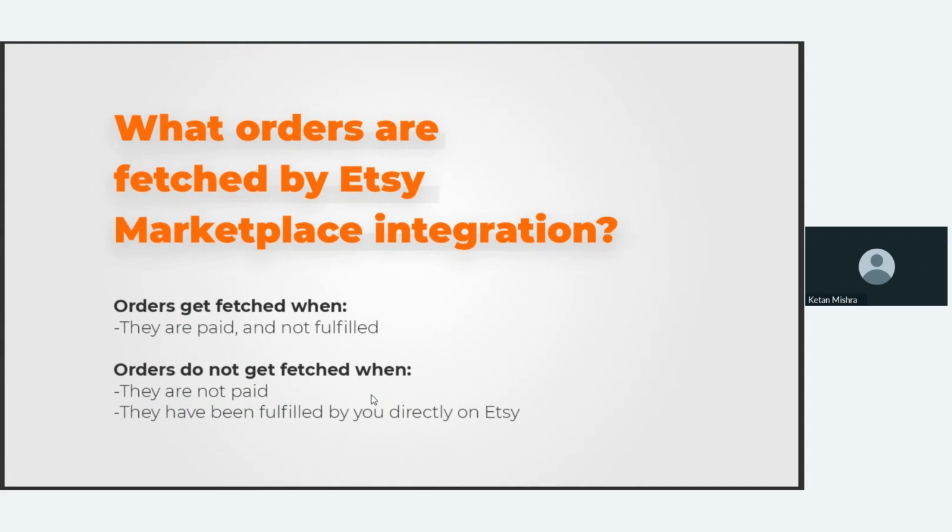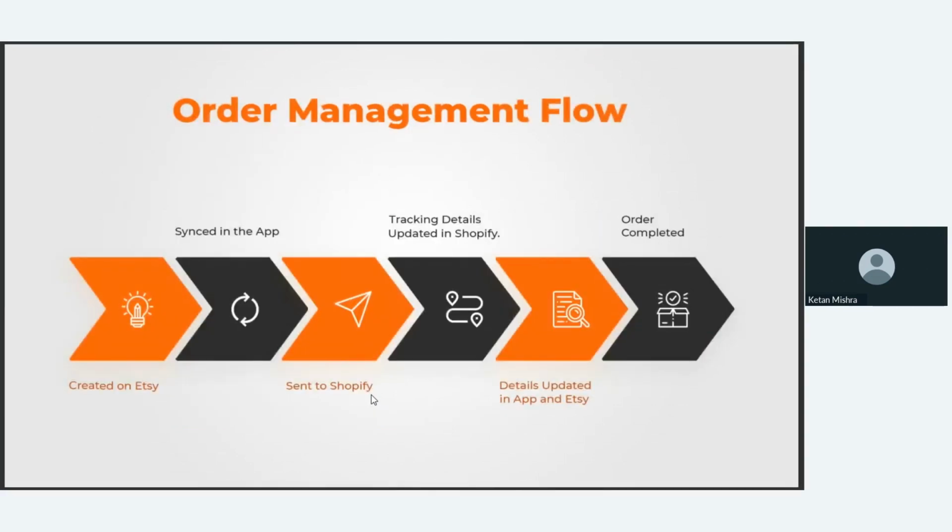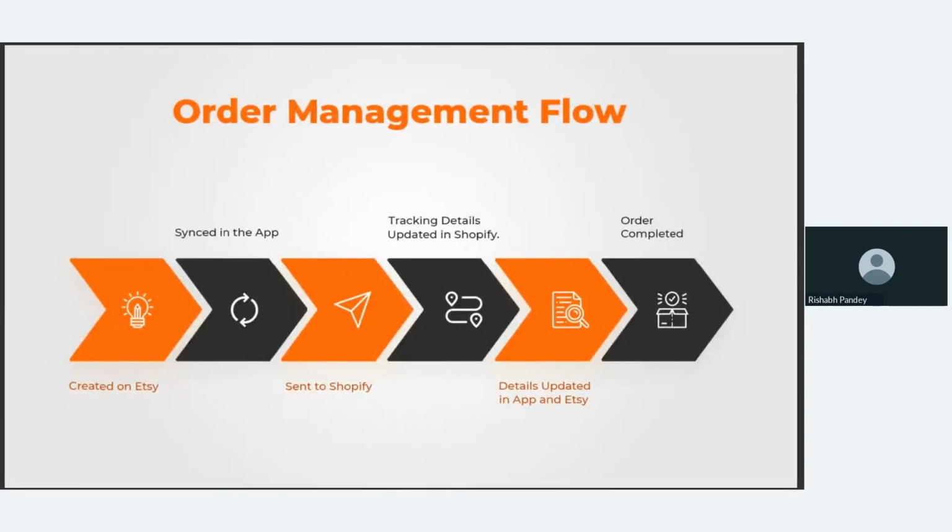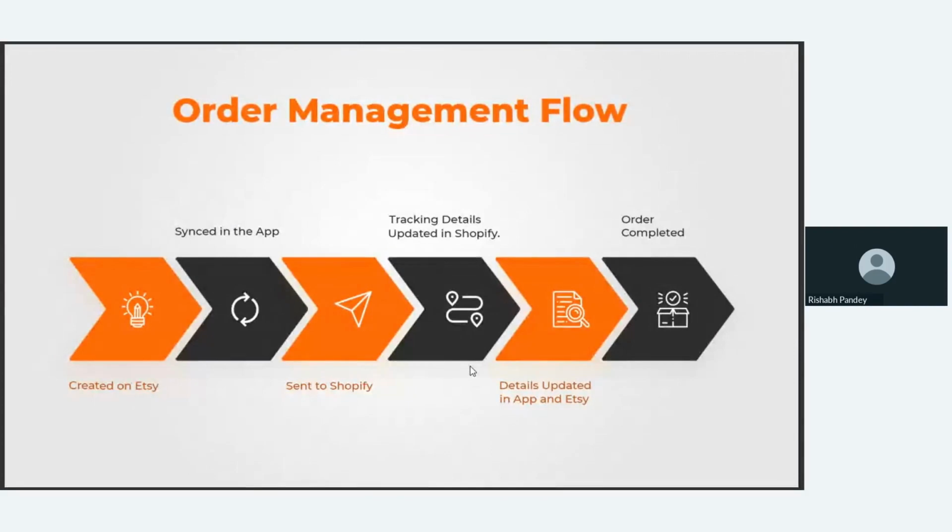Over to you. Yes, very well. So here you can see the flow chart on your screens. The process is actually quite easy to understand. The flow is like this. The order is placed in your Etsy store. The very same order will be fetched by the application and stored in the order section of the app. Next, that order will be sent to Shopify.